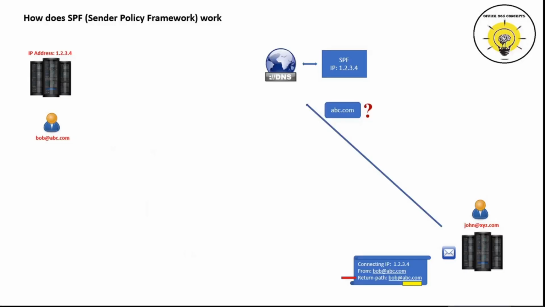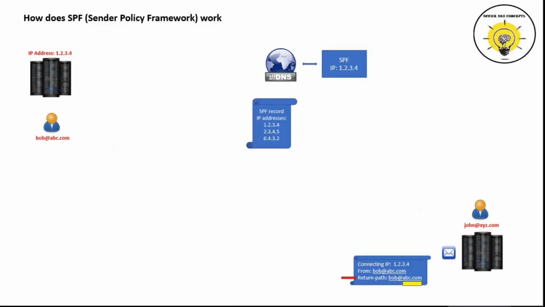The recipient server will query the public DNS: do you have an SPF TXT record for abc.com domain? Public DNS will show the SPF record for abc.com domain, and the recipient server will check if the connecting IP address is added within the SPF record or not.